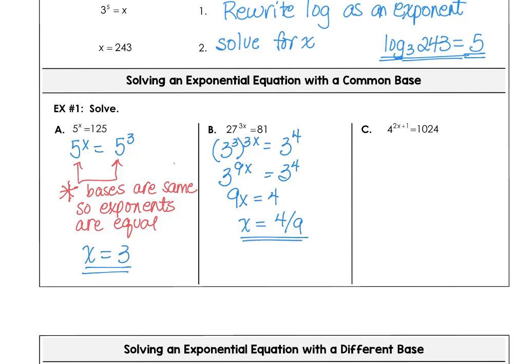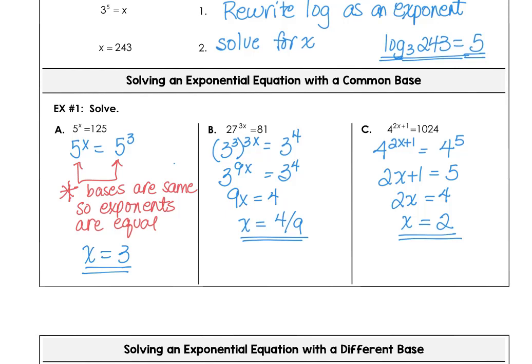And then similar to example B, we're going to do the same thing with part C. 4 to the 2x plus 1 power is equal to 4 to the 5th. That might take you a little bit to calculate, but 4 times 4 times 4 times 4 times 4 is 1,024, which means that 2x plus 1 is equal to 5. So when 2x is 4, then x is 2. And using that concept all the way through on example 1, when our bases are the same, then the exponents are equal.